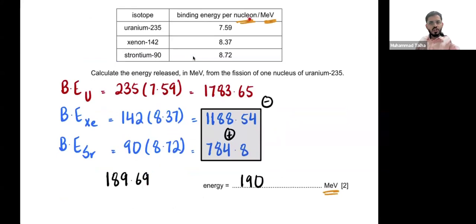Because this is binding energy per nucleon, I multiply by the number of nucleons to get the total binding energy. Uranium-235 has 235 nucleons. So 235 times this, 142 times this, 90 times this is what you have. Add the products, subtract the reactants. You just want to look at the magnitude of energy, so the negative sign doesn't really matter. So 189.69, which turns out to be 190 mega electron volts as the answer.